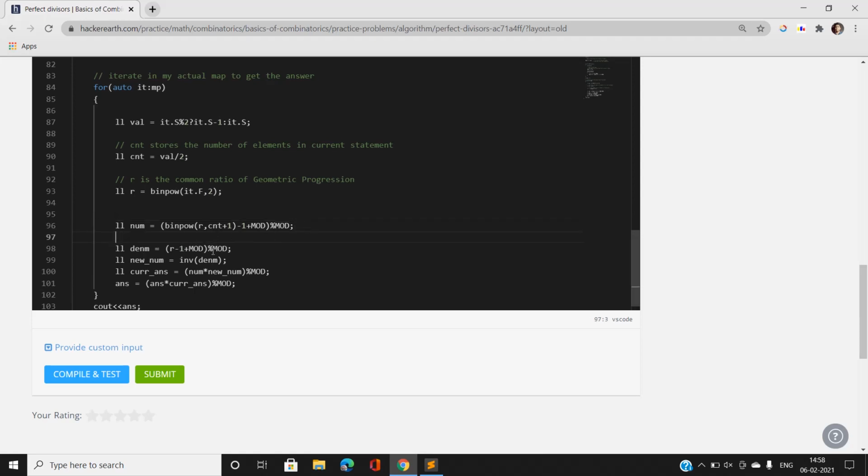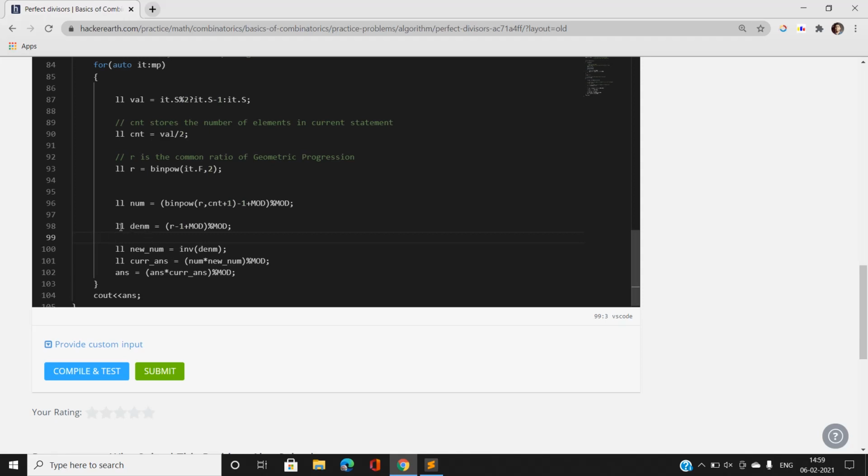Note that I have taken modulus because sometimes it will cause an integer overflow. So I am going to take modulus every time we multiply or add. If we subtract, add the same amount of modulus and then take the modulus. Okay, so this would be our denominator.